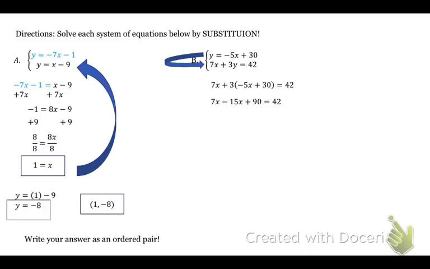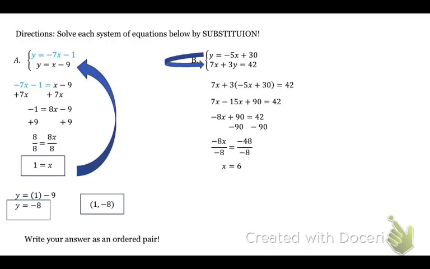Distribute that 3 and you get 7x, and then negative 15x plus 90 equals 42. And that's negative 8x plus 90 equals 42. Subtract the 90. Negative 8x equals negative 48. Divide by negative 8. And x equals 6.